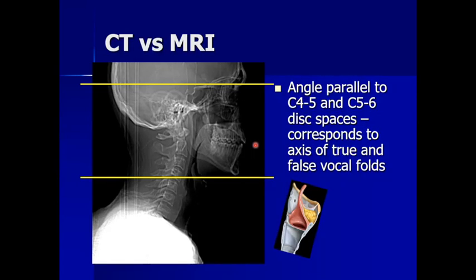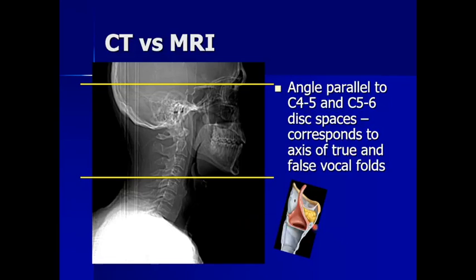It's really important to understand the plane of imaging when it comes to evaluating the larynx. When we do a routine CT, we don't use a scan angle, and we go from skull base to the carina. And you can see that the larynx itself is an oblique structure.